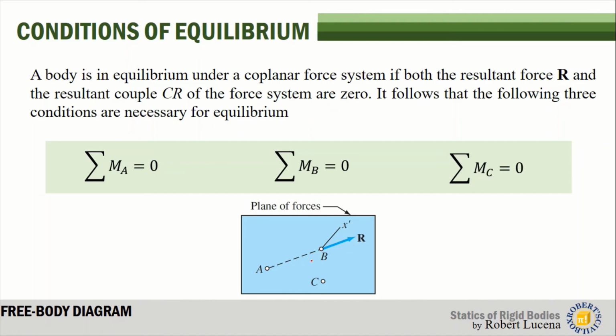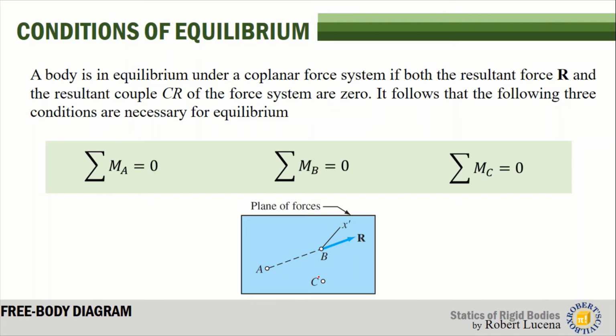Now, how about three moment equations? So you don't want to use summation of forces. If you get summation of moment at point A equals to 0, summation of moment at point B is 0, and summation of moment at point C is 0, therefore your object is in equilibrium. In other terms, if you want to analyze the equilibrium of a structure, you may want to get summation of moment at any of the 3 points or any 3 points in the object as long as they are all equal to 0.